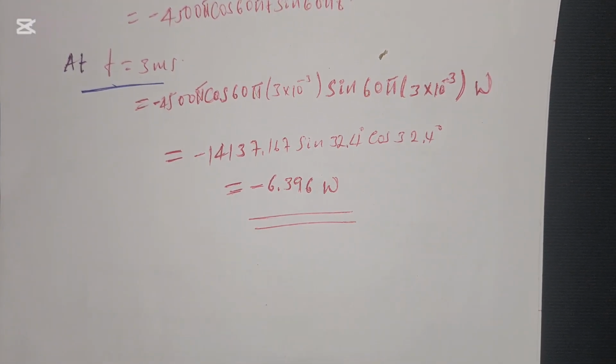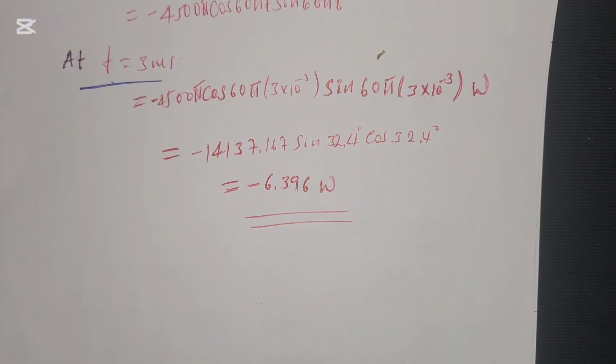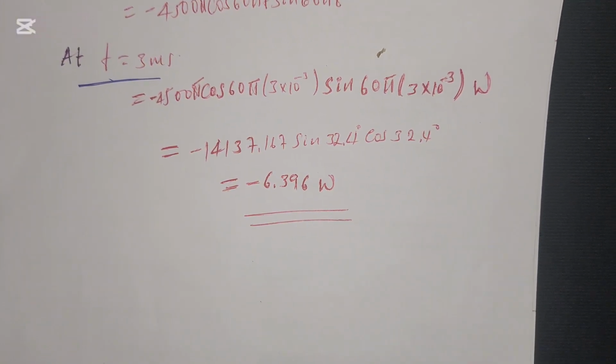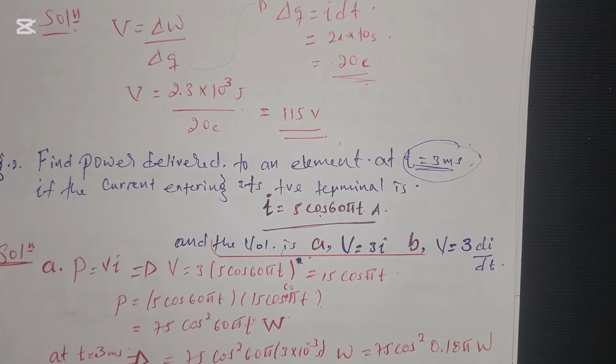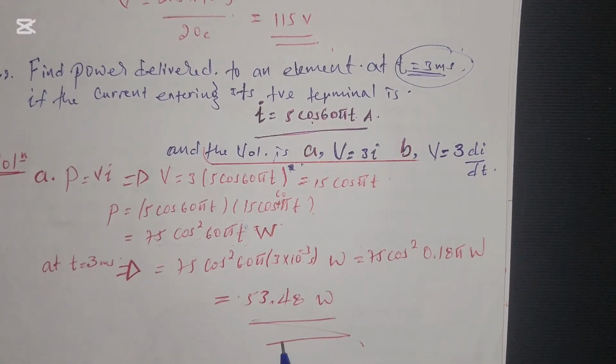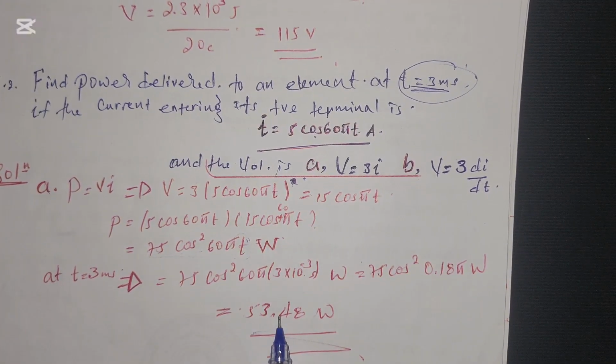When it is negative, power is said to be dissipated, and when it is positive, power is absorbed. As you remember, when it is positive, power is absorbed.